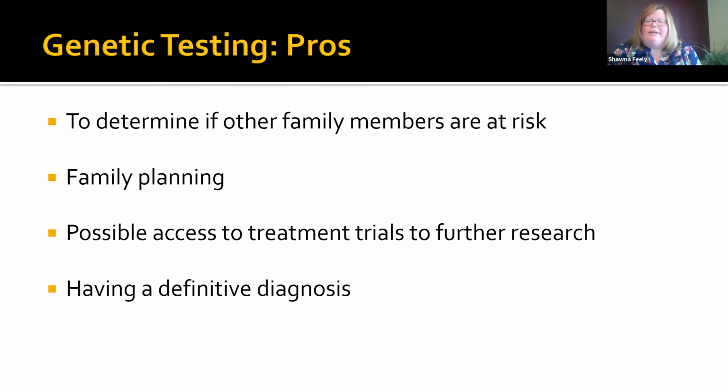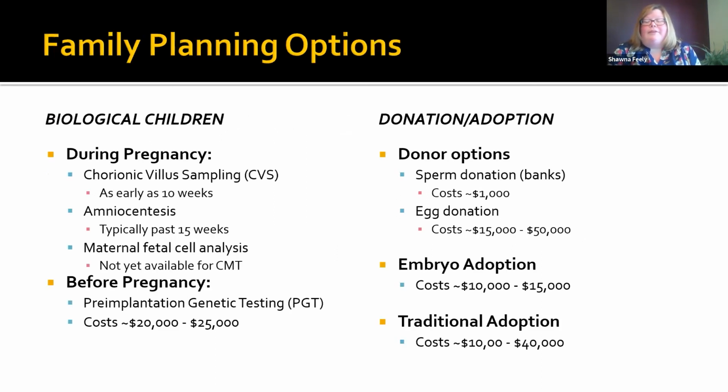They've dealt with CMT for years or decades, and they just want to know what's causing this. Why are my feet like this, stuff like that. So all of those are valid reasons. Family planning options, which I can touch on. There's ways to have your own biological children without passing CMT on. There's different options either during pregnancy or before pregnancy. Those are personal decisions, but knowing the genetic cause is essential to having that option. There's obviously other ways of growing family through donation or adoptions, like embryo adoptions, or donor options like sperm or egg donation.